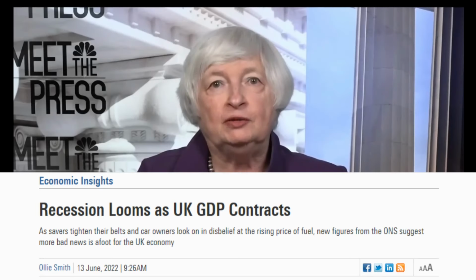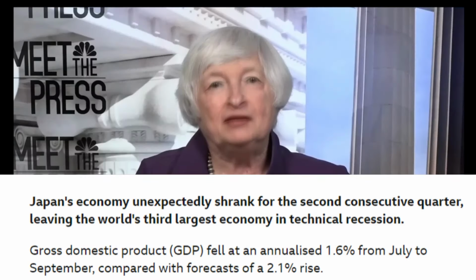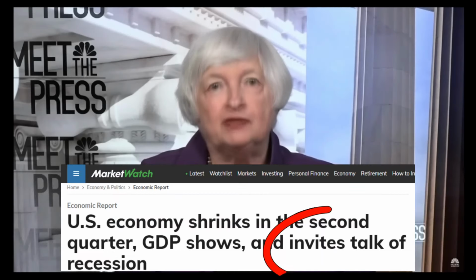A common definition of recession is two negative quarters of GDP growth, or at least that's something that's been true in past recessions. When we've seen that, there has usually been a recession. Because that's not the definition. That is not the definition. That's something that's been true in past recessions.